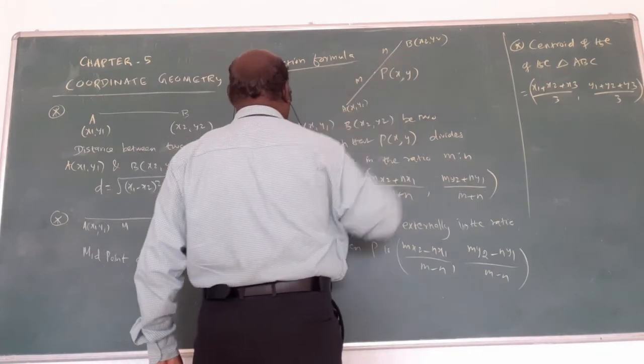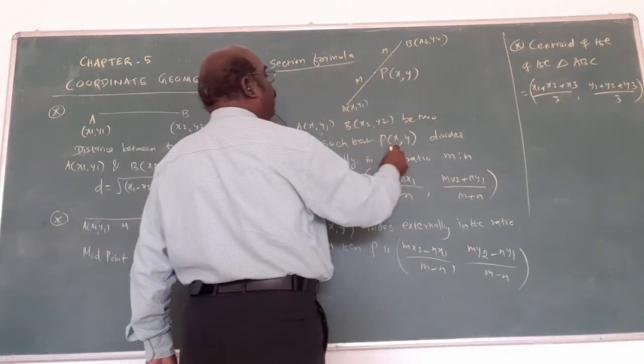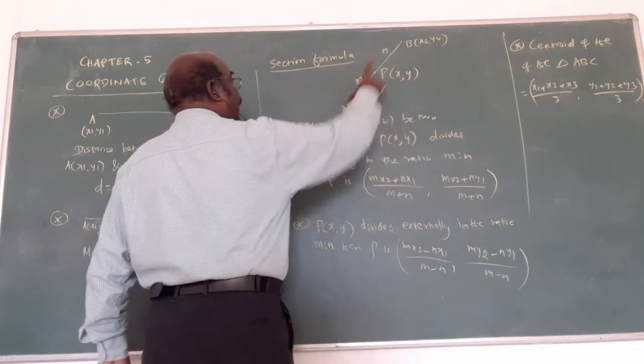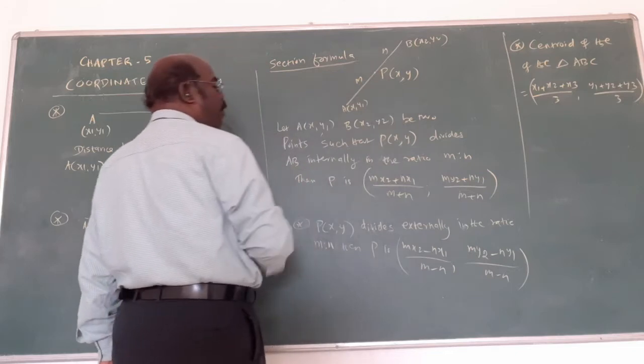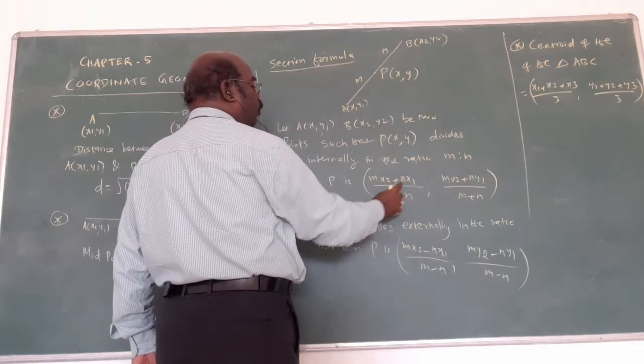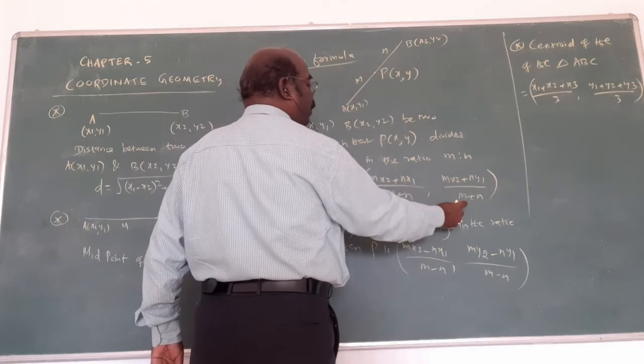A(x1, y1), B(x2, y2). If P(x, y) divides AB internally in the ratio m is to n, the formula is (mx2 plus nx1) divided by (m plus n), comma, (my2 plus ny1) divided by (m plus n).